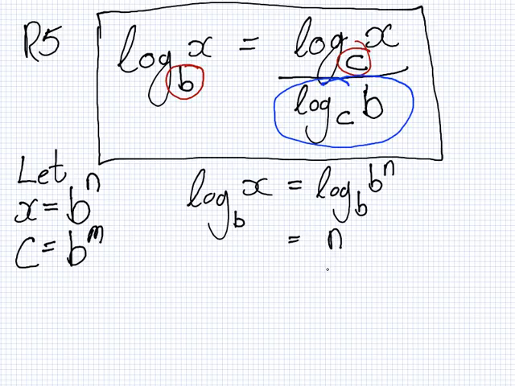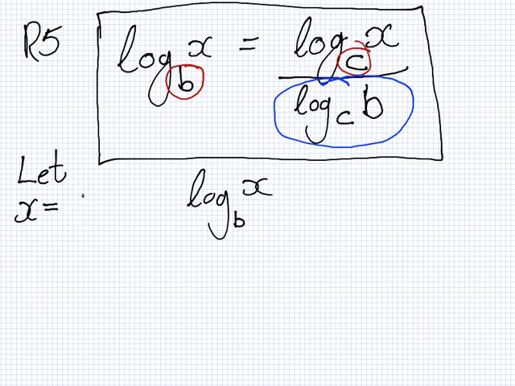So that doesn't seem too helpful, does it? I mean, what do we continue with next? So why don't we try it the other way? Why don't we try, instead of b, we could go with c. So let x equal c^n, and then let b equal c^m.